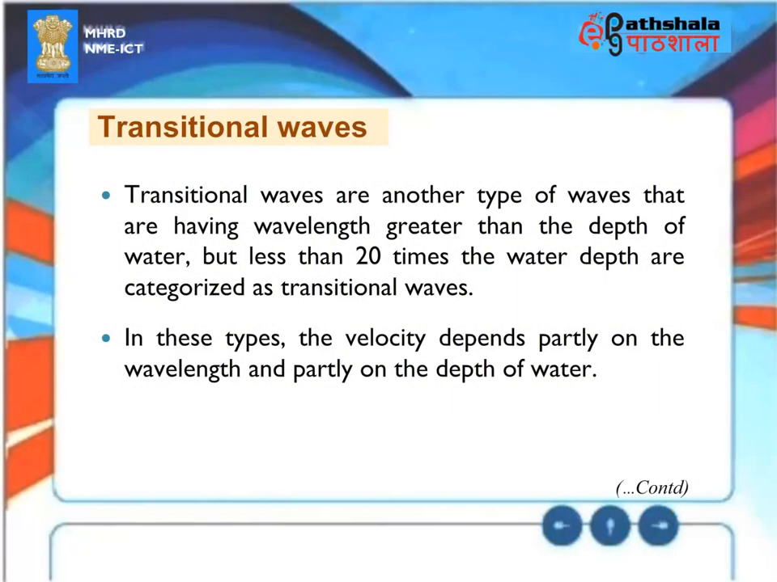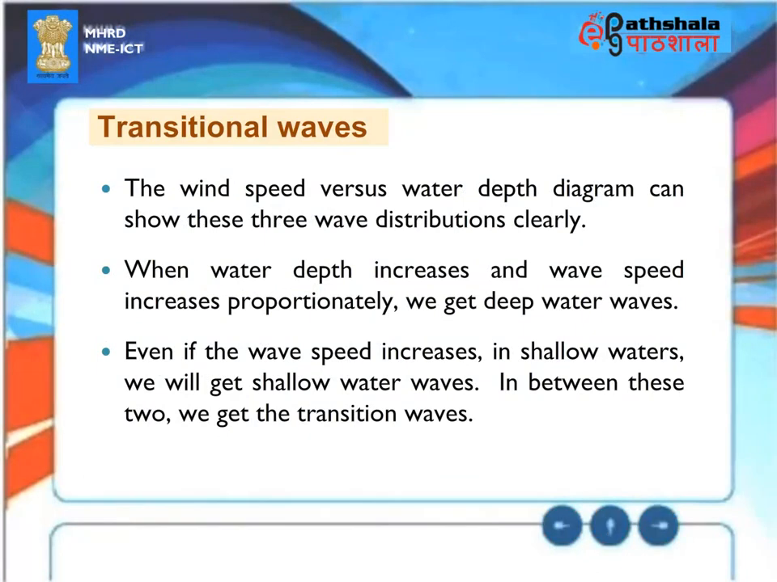Transitional waves. Transitional waves are another type of waves, having a wavelength greater than the depth of water, but less than 20 times the water depth. In these types, the velocity depends partly on the wavelength and partly on the depth of water. The wind speed versus water depth diagram can show these three wave distributions clearly. When water depth increases and wave speed increases proportionately, we get deep water waves. Even if the wave speed increases in shallow waters, we will get shallow water waves. In between these two, we get the transition waves.